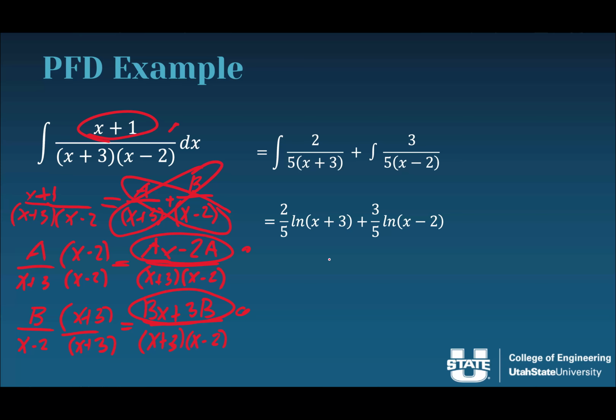So we're going to have our ax minus 2a plus bx plus 3b is equal to x minus 1. I mean, x plus 1. Right? So now we can combine like terms. Our a right here has an x with it, and our b right here has an x with it, and our x has a coefficient of 1. So that means that we can set our ax plus bx equals 1x, cancel all the x's, and we get a plus b is equal to 1.